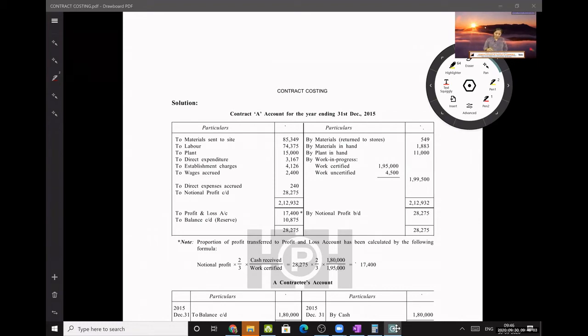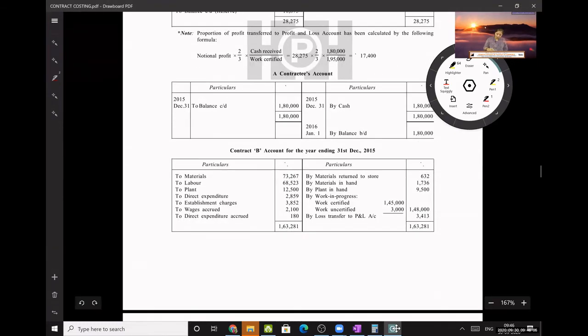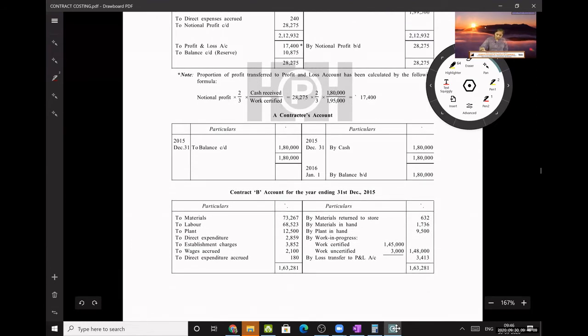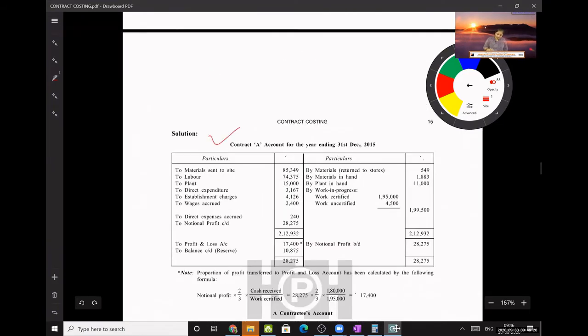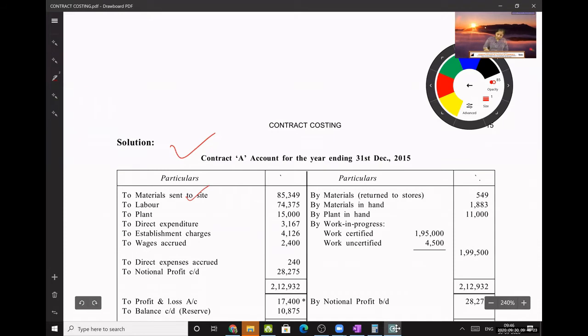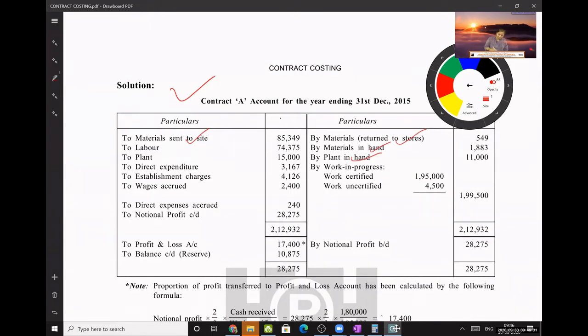See the difference. They make two contract accounts. See, one is this contract B and one is this contract A. Okay. And see what they do. They do debit credit. Material sent to site, on the credit side. Material in hand on the credit side. Plant they show on the credit side, and then they show plant on the debit side as well. So they solve it this way, I don't solve it this way. Okay, I will make you prepare A and B, multiple contracts together to save time.